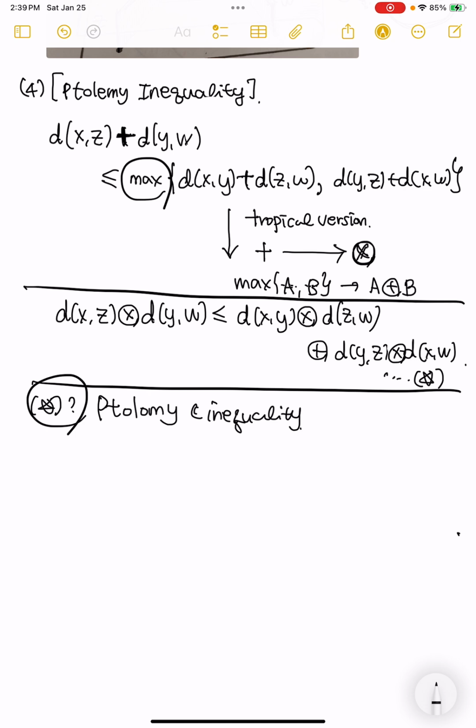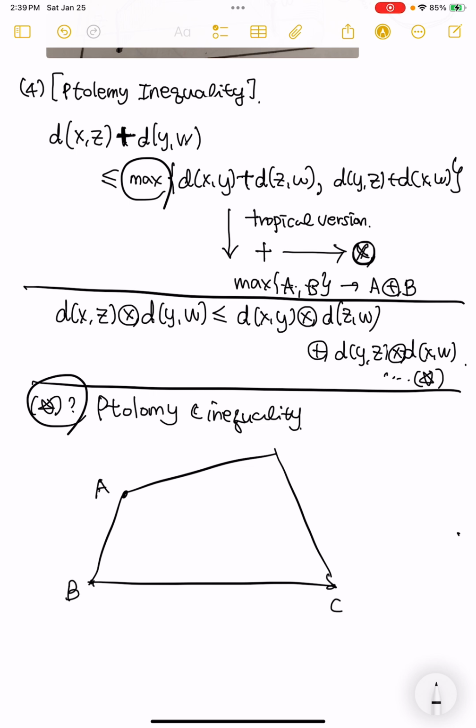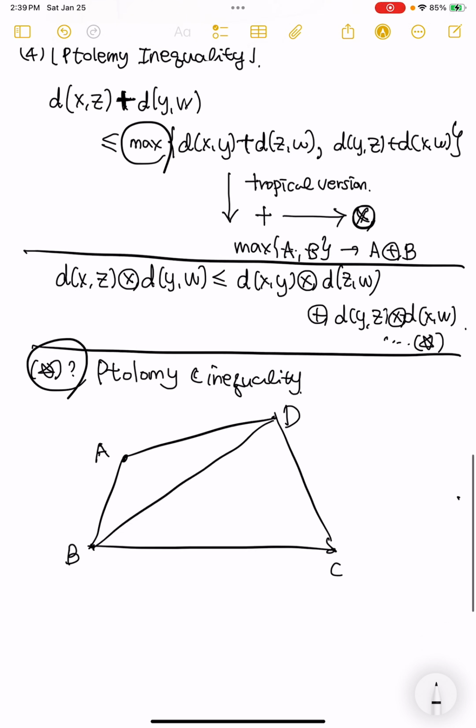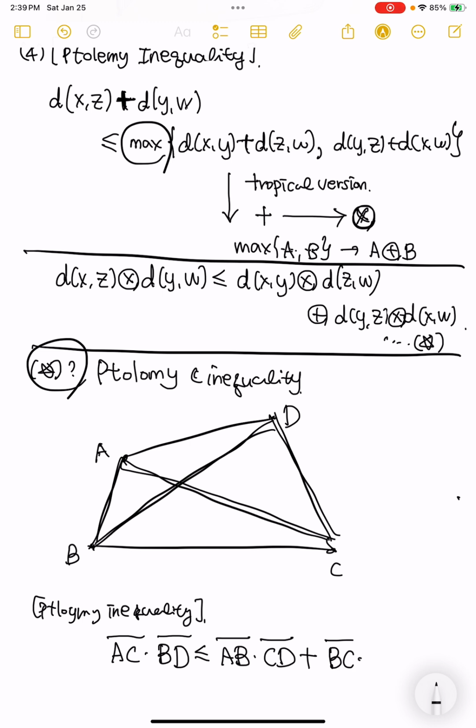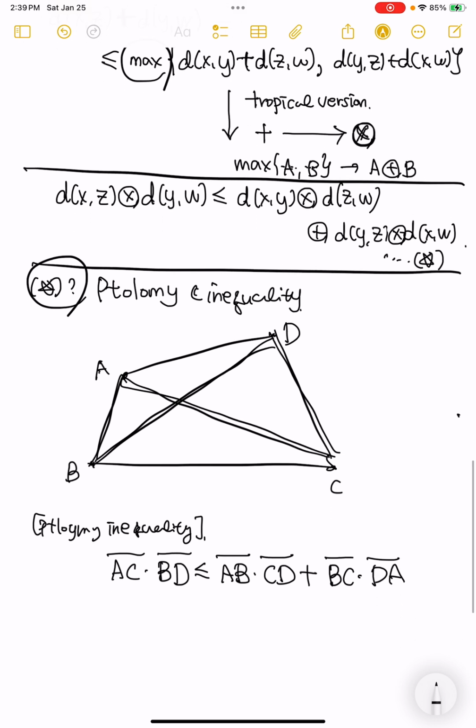If we consider the following convex polygon, say A, B, C, D, then the Ptolemy inequality means that, in the general rule, AC times BD is less than or equal to AB times CD plus BC times DA. That is the Ptolemy inequality.